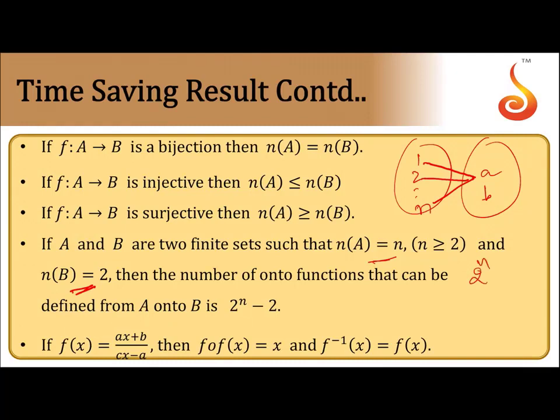So 2 to the power of n combinations are there in total. All the elements related to a must be subtracted. All the elements related to b must also be subtracted. So subtracting these gives us the total number of onto mappings: 2 to the power of n minus 2.